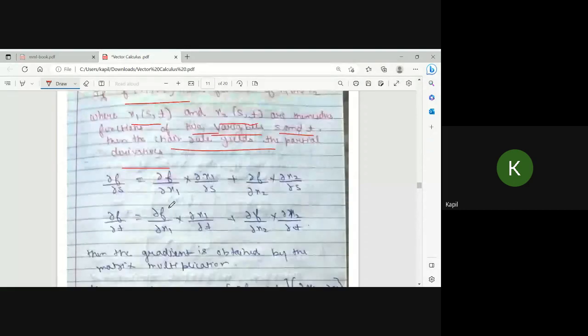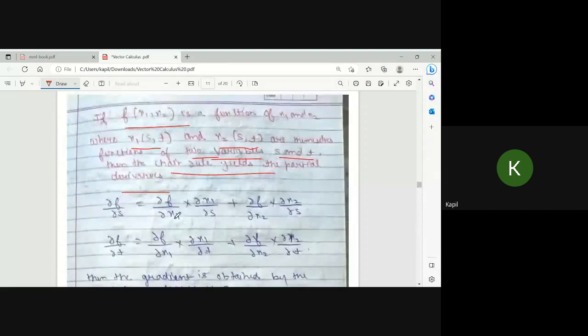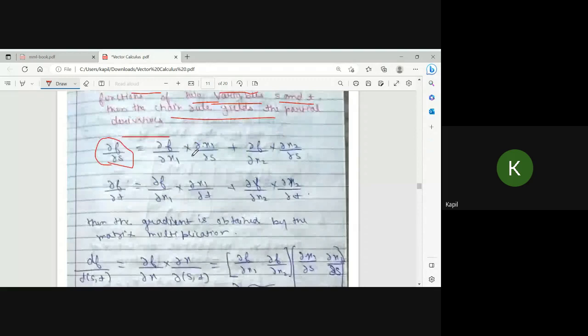First of all, we have to find del f upon del s. We will differentiate f with respect to x1 and then x1 with respect to s. If we find the partial derivative with respect to s, we can use this formula. If we find the partial derivative of f with respect to t, we can use this formula. Firstly, we differentiate with respect to x1, then x1 with respect to t, and then f with respect to x2, then x2 with respect to t, and so on. It depends on how many variables are involved in this function.